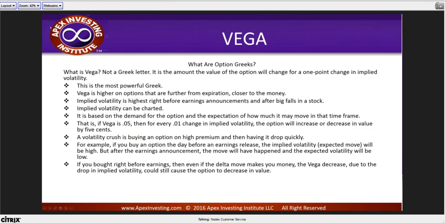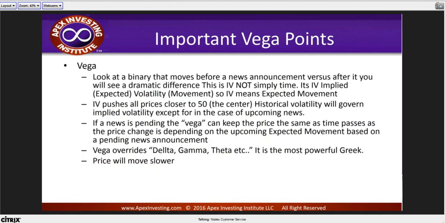So vega will actually override it. You'll see options not even seem to change in price at all because they expire after a news announcement and the price isn't going to change. Why don't they change much? Well, what you're going to notice is that increased implied volatility will move the price closer to 50. Okay, so again, increased implied volatility will move the price closer to the center, closer to 50.